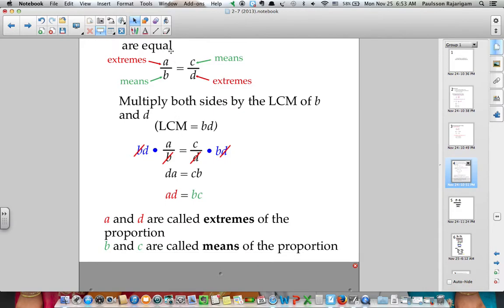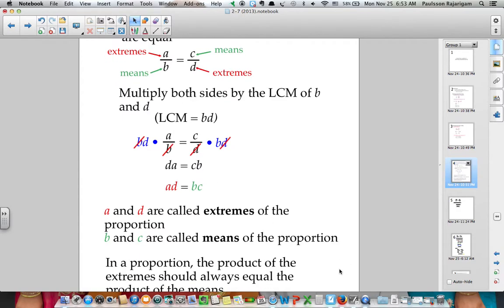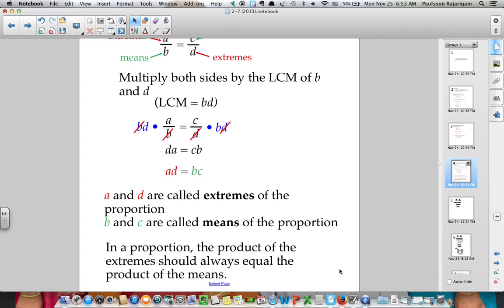In other words, the first value in the proportion and the last value in the proportion are called the extremes, and that makes sense. And C and B, which are right in the middle, are called the means of the proportion, like mean or the average. So in a proportion, the product of the extremes should always equal the product of the means. AD must equal BC.